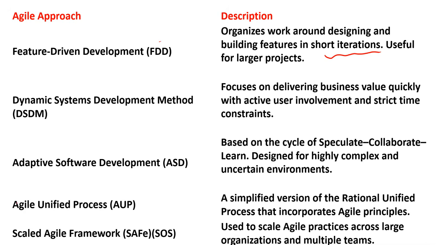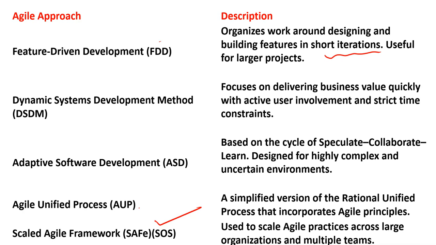software development method, agile unified process. Here you can read it, but I cannot recommend that a question will come, but you should know the meaning of this. Now one question might come, but usually comes from the SOS, scale agile framework, SAF, or Scrum. What does it mean? A simplified version of the rational unified process that incorporates agile principles.